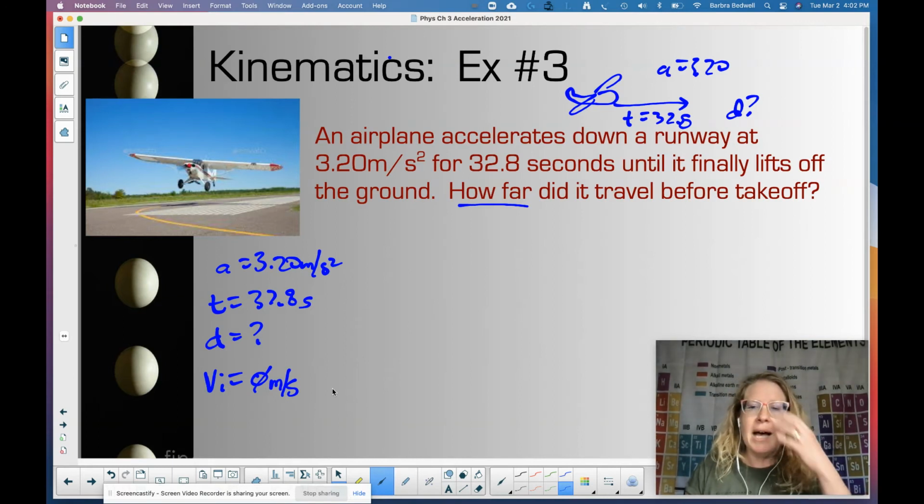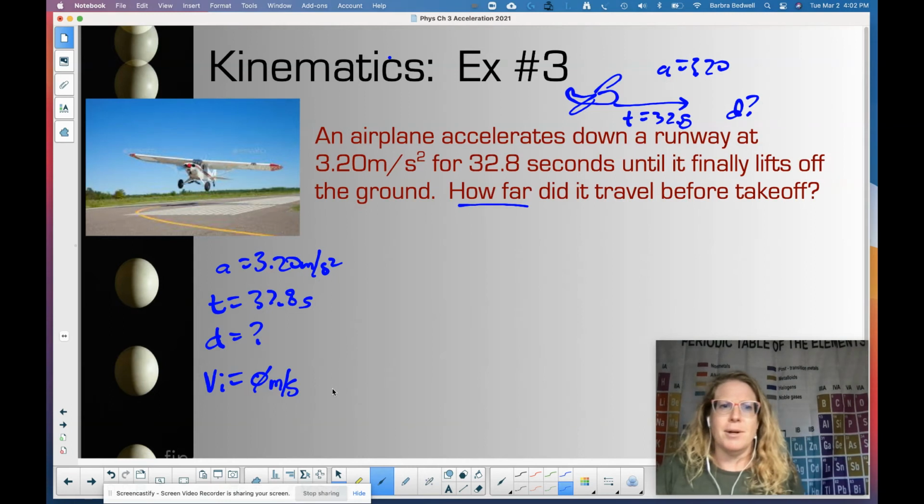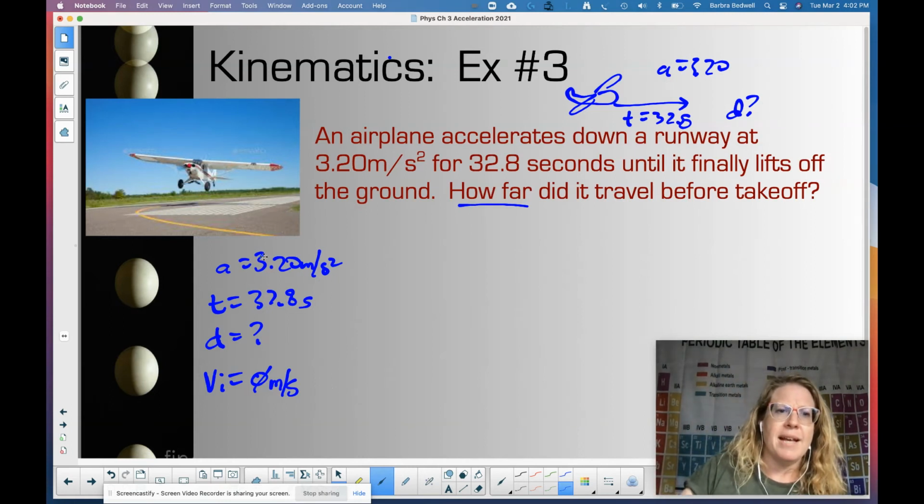But you get this a lot with cars coming to a stop, cars starting from rest. Sometimes they will say it's starting from rest, sometimes they don't. So again, here, it had to be starting from somewhere. It's accelerating down a runway. If it doesn't give you a VI, it's probably a good bet that its VI is 0. So do we have an equation that has these in here?